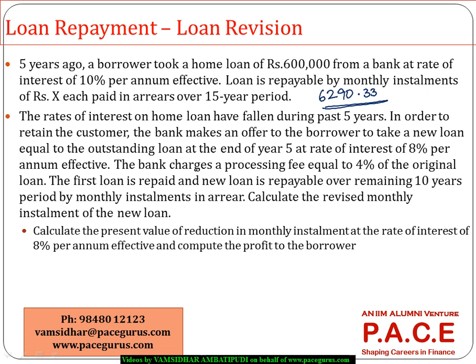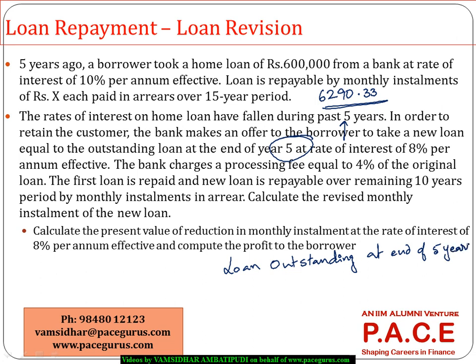Right? Now see the story. The rates of interest on the home loan have fallen during the past 5 years. In order to retain the customer, the bank makes an offer to the borrower to take a new loan equal to the outstanding loan at the end of year 5. So I need to know what is the loan outstanding at the end of 5 years.